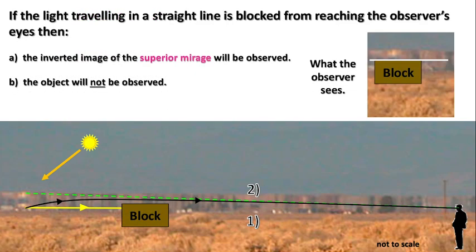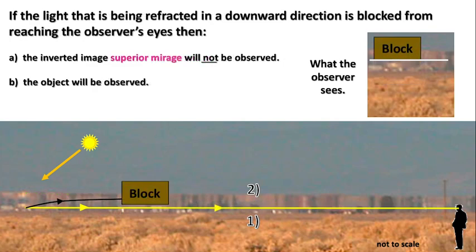If the light traveling in a straight line is blocked from reaching the observer's eyes, then A. The inverted image of the superior mirage will be observed. B. The object will not be observed. If the light that is being refracted in a downward direction is blocked from reaching the observer's eyes, then A. The inverted image, superior mirage, will not be observed. B. The object will be observed.